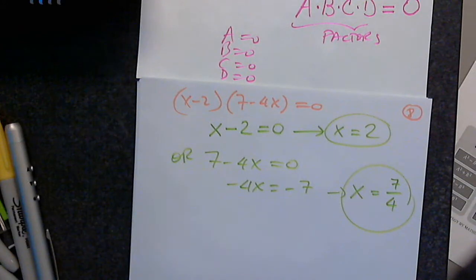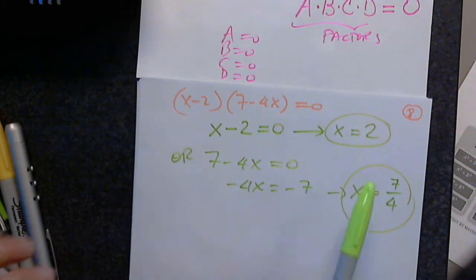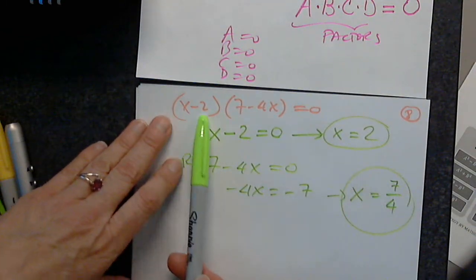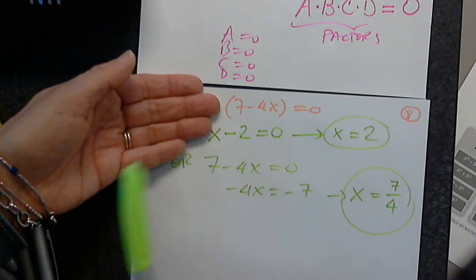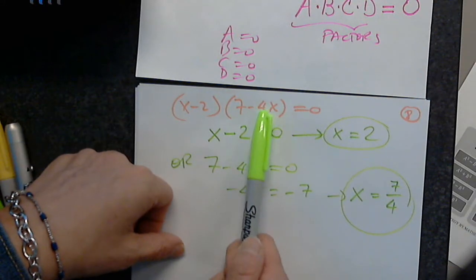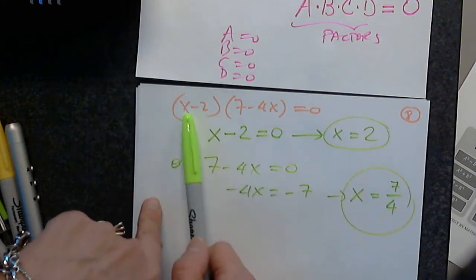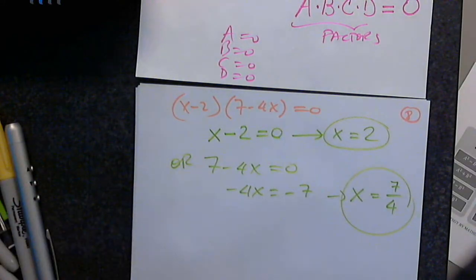So this equation has two solutions. If you want to go back and plug it in, you can. 2 minus 2 will be 0, and 0 times whatever is 0. When you plug in 7/4, this will be 0, and 0 times whatever is 0. So the equation has two solutions.